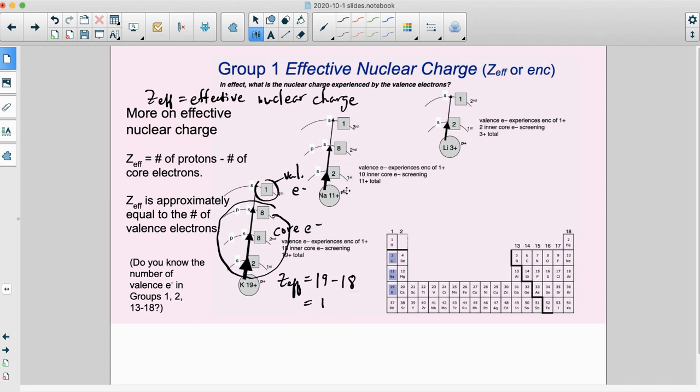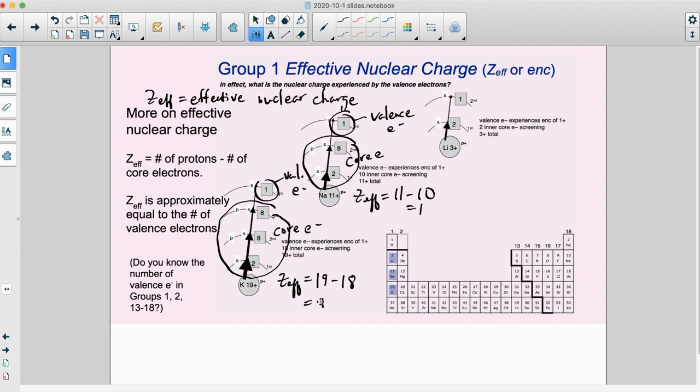Okay, so let's look at sodium here. Sodium has a charge of plus 11 in the nucleus. The number of protons is 11, minus the number of core electrons. Again, these are the core. And this one electron in the third shell is a valence electron. So Z effective is 11 minus 10, which is 1.